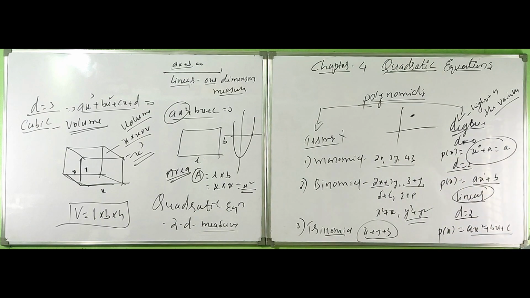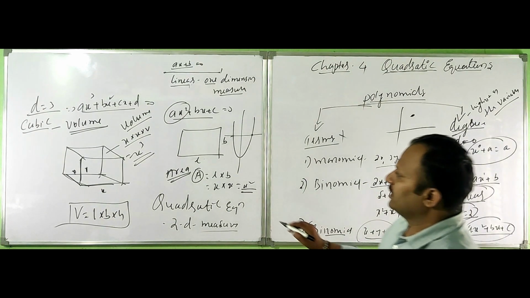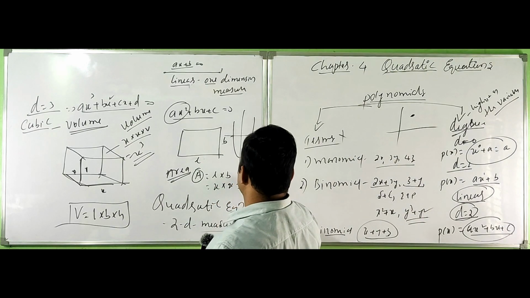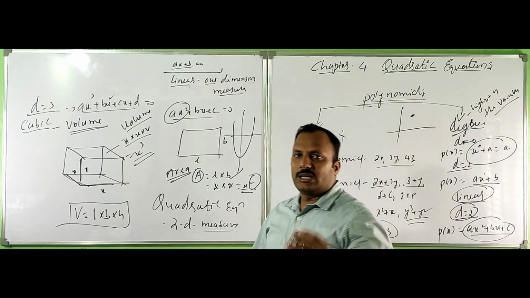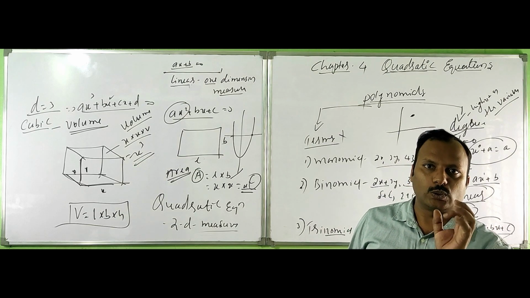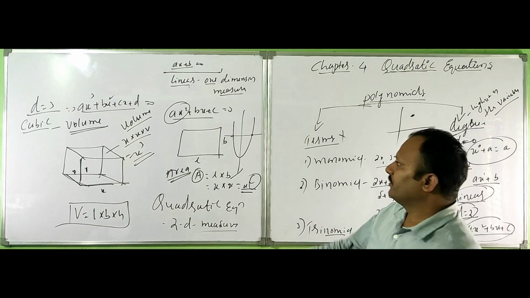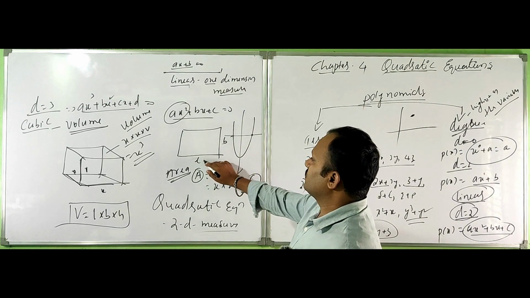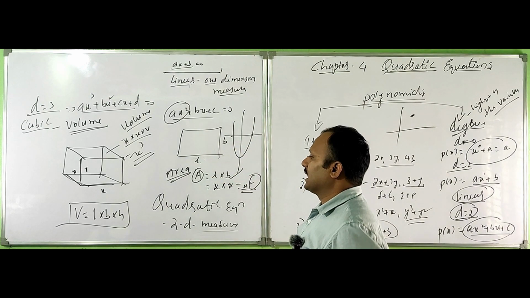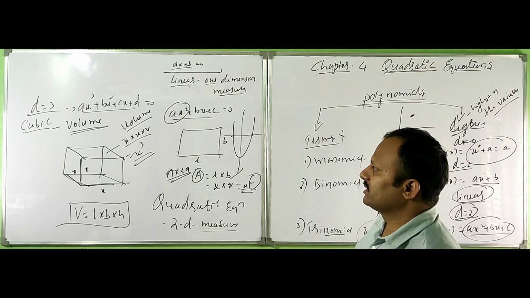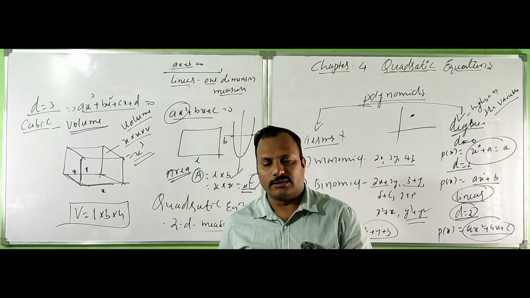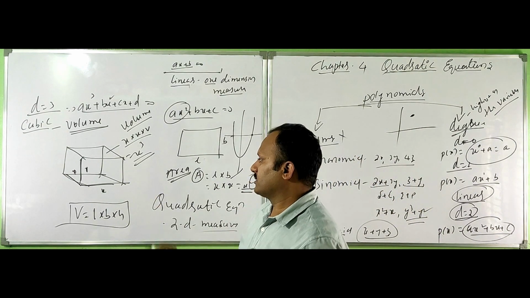Then degree equal to 2 is the quadratic equation. We have 2 values, x into x, length into breadth, 2 measures. Very important: a quadratic equation means 2-dimensional measures. We will get 2 values of x, which are 2 points on the geometrical graph. A cubic equation means a measure of volume, x into x into x. We will get x cube.